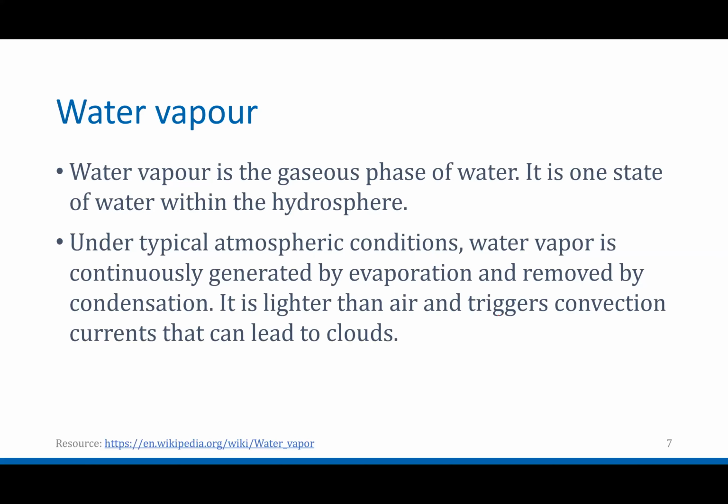And it triggers convection currents. These are currents like if you have a convection oven in your house, the heat kind of goes from the top to the bottom and gets cycled around. That's why it heats food quickly and evenly. Well, water vapor being lighter than air, as it goes up and down, it evaporates and condenses, it can create clouds. So very, very important for our weather.